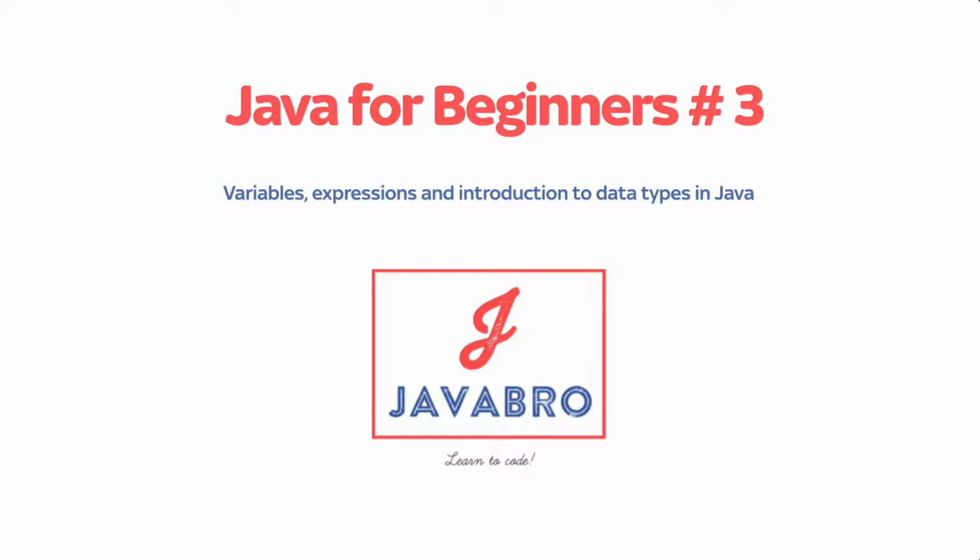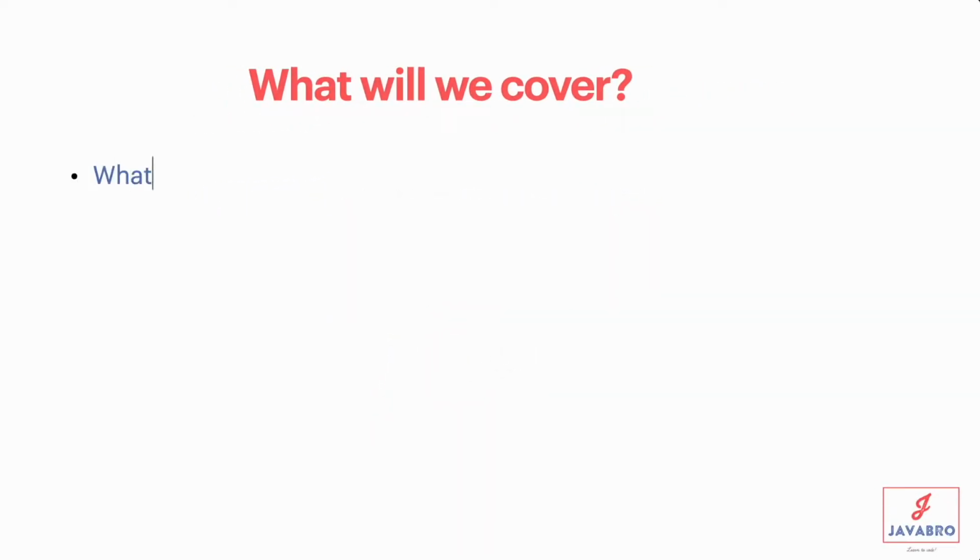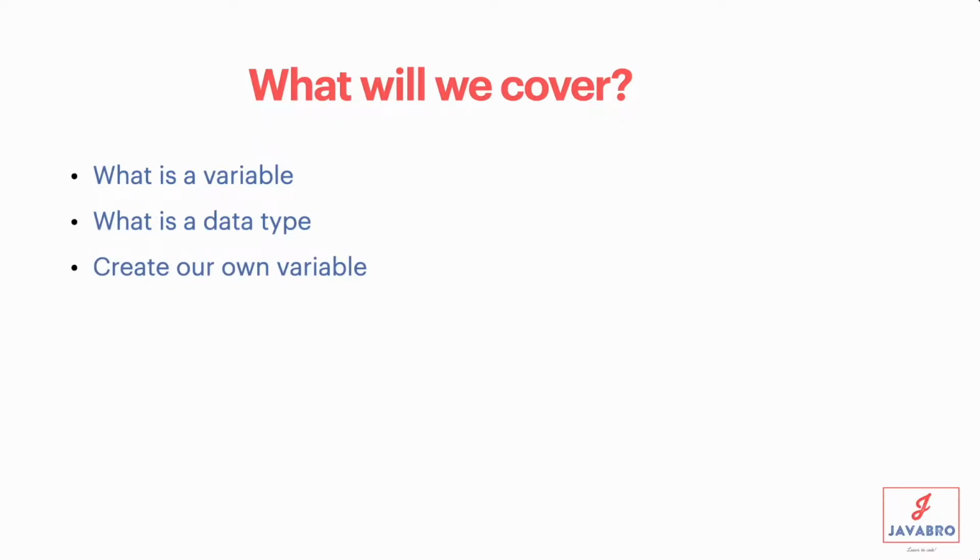In this video we're going to be exploring variables, expressions, and we're going to have an introduction to what data types are in Java. So what we're going to cover in this tutorial. We're going to first cover what a variable actually is. In our last video we wrote our first ever Java program, but to do something a bit more useful we need the help of variables. We're also going to learn what a data type is, as well as create our own variable.